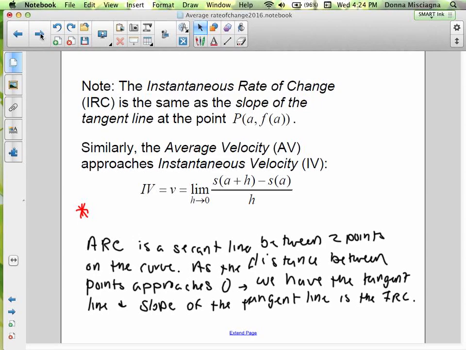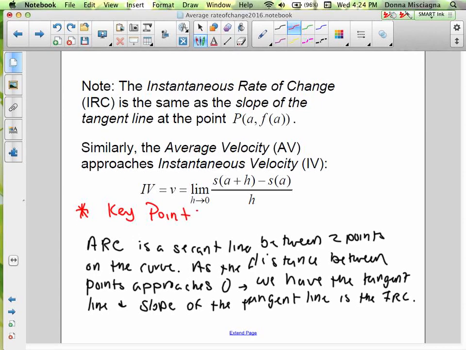So average rate, I got a star there already. Average rate of change is a secant line between 2 points on the curve. As the distance between points approaches 0, we have the tangent line, and the slope of the tangent line is the instantaneous rate of change. That is a key point. It's the biggest point in this lesson I've made. Key point. It's the big idea in my lesson here.